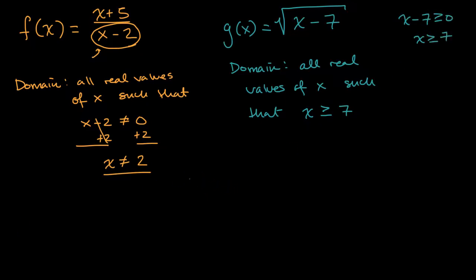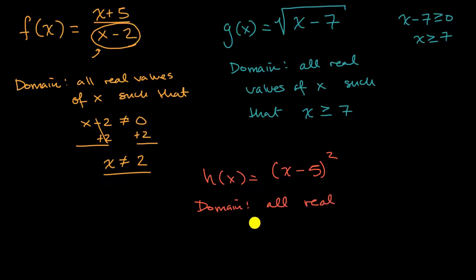Let's do one last example. Let's say we're told that h of x is equal to x minus 5 squared. What's the domain here? So let me write this down. The domain is all real values of x. Now, are we going to have to constrain this a little bit? Well, is there anything that would cause this to not evaluate to a defined value?